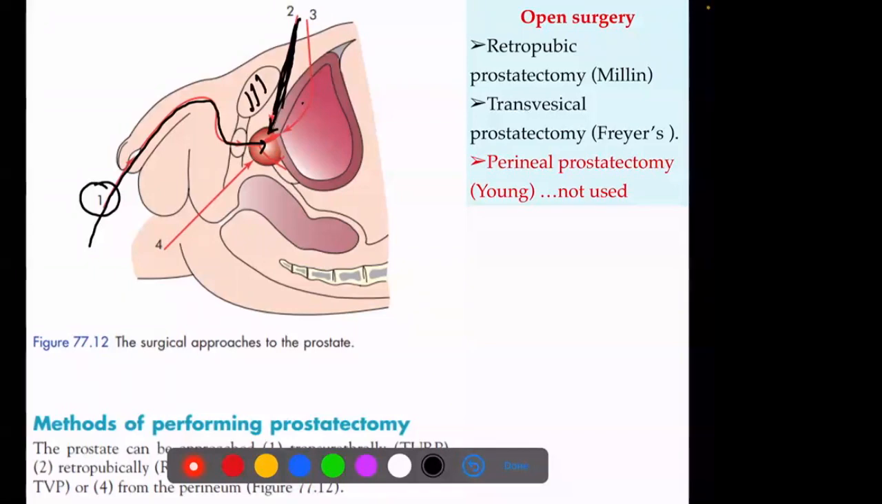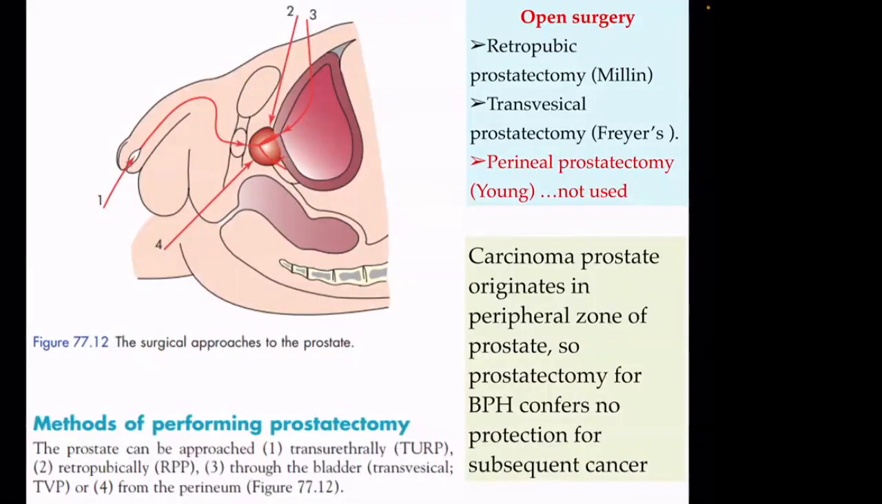If you go through the bladder, open the abdomen, cut the bladder, and go inside the bladder, and from the interior of the bladder you do the surgery, this is known as Freyer's technique. Okay, and if you go through the perineum, then it's known as Young's technique, which is not done nowadays. Even after doing TURP or even after doing open surgery, there's always a chance of getting cancer prostate from the peripheral zone. Don't forget this thing.